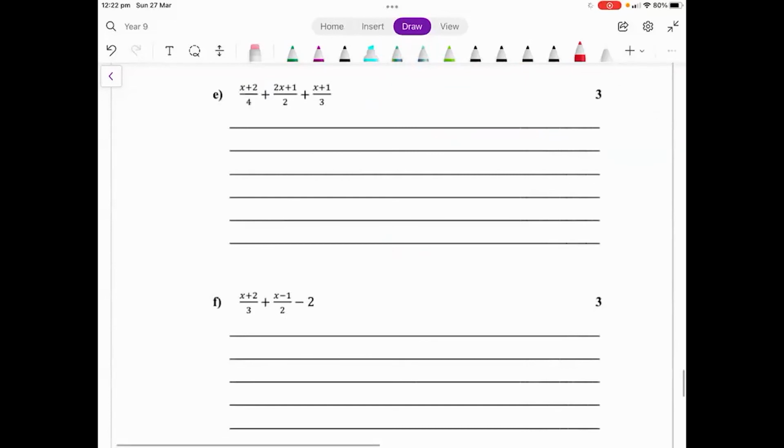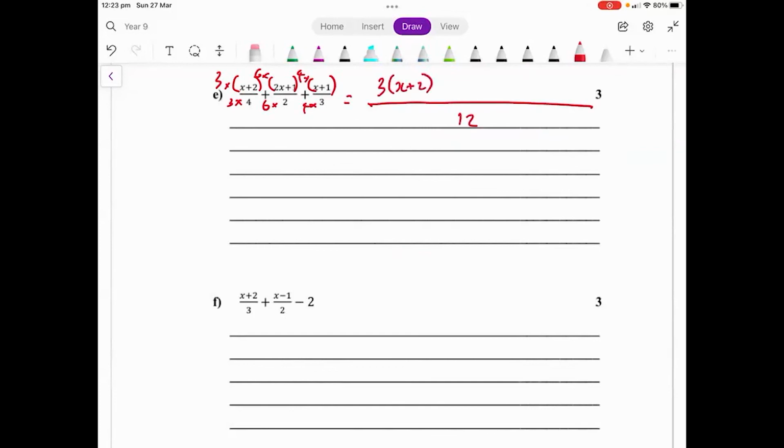Question E, we have 3 terms. We can do it the same way. 4, 2, and 3, we look for a common denominator. It's 12. So I multiply the first fraction by 3 over 3, the second one by 6 over 6, and the third one by 4 over 4. That gets me a common denominator of 12. I put an invisible set of brackets around all the numerators, and I write them as one fraction. Then I expand those brackets. That gets me 3x plus 6 plus 12x plus 6 plus 4x plus 4. Finally, combining the like terms gets you 19x plus 16 all over 12.